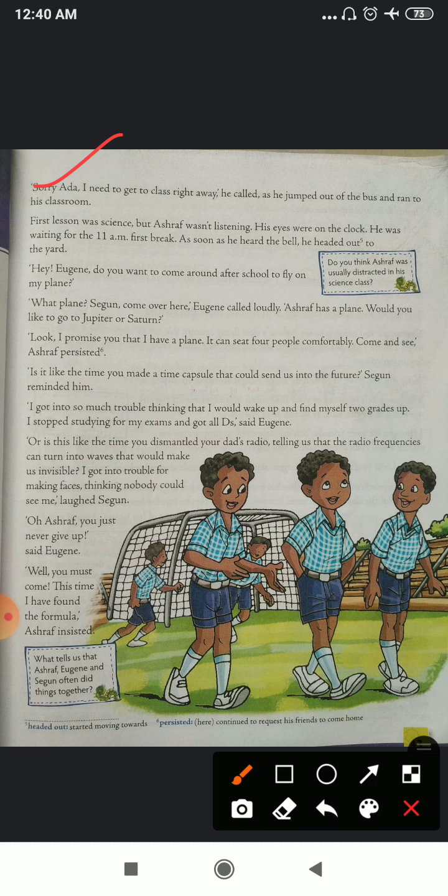Right. So, the first lesson was science. So, what was the first period? It was a period of science. But Ashraf was not listening.